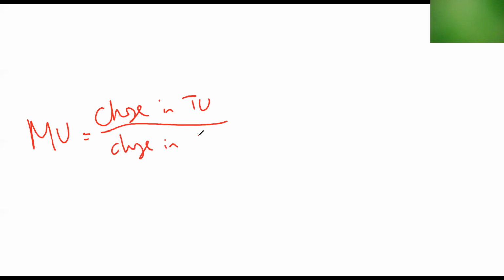So the formula we have for marginal utility is the change in TU divided by change in Q. Changing Q is really easy. So your quantity, you're looking into quantity 4 and quantity 3. So quantity 4 minus 3, that's the change.